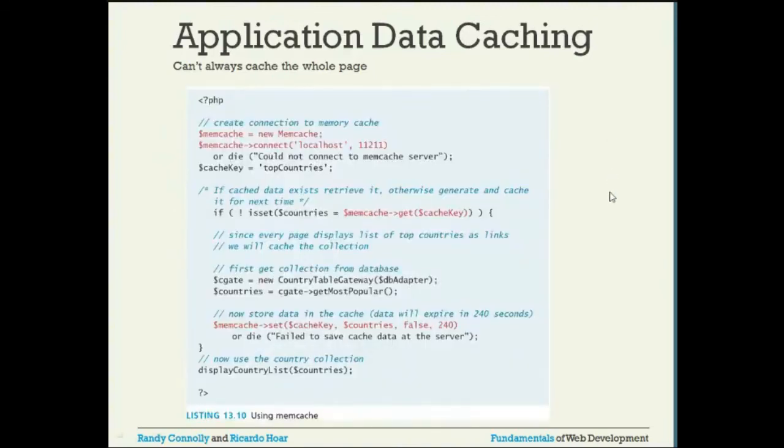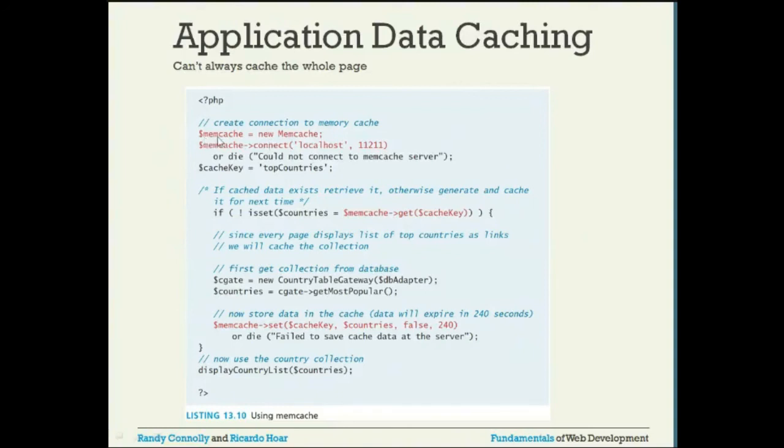Application data caching, this is the example code we have. This is the PHP code, this is the beginning of the PHP code, and this is the end of the PHP code. Create connection to memory cache. So this is how we are creating the cache.